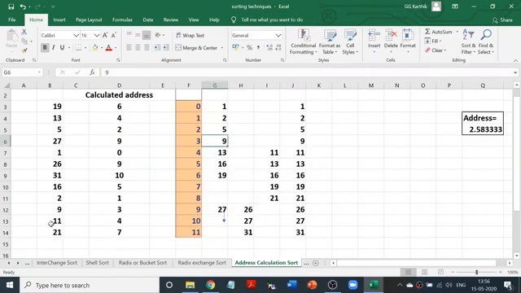11 has to go into location number 4, but location number 4 already has 13. So I will do the pushing thing: I will push 13 down and then store 11 there. When I push 13 down, I find that 16 is here, so I push that down, then I found 19 was there, and I push that down also.